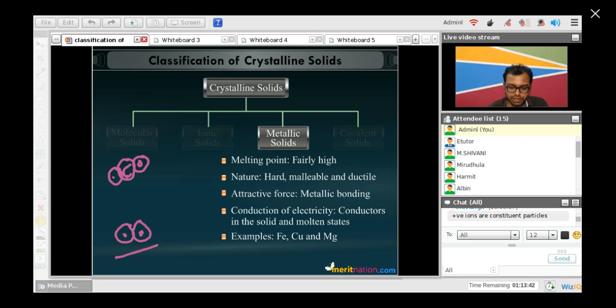Now the force of attraction between two neighboring carbon dioxide molecules is called the van der Waals force of attraction or London force of attraction. Clear? Now the force of attraction between the two molecules will be weaker than the metallic bond. Is it clear to you now why it will be weaker?